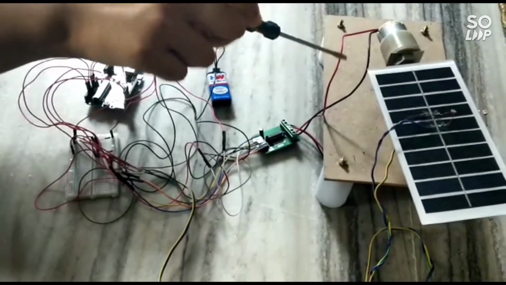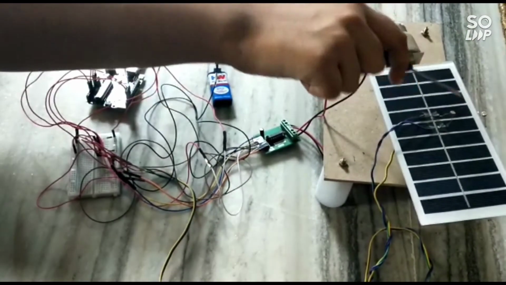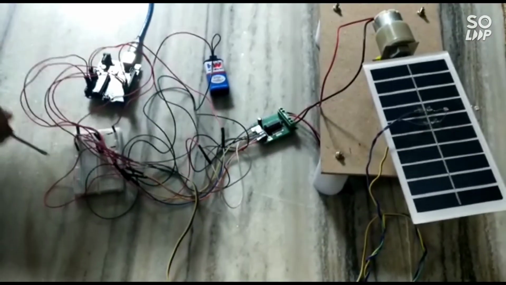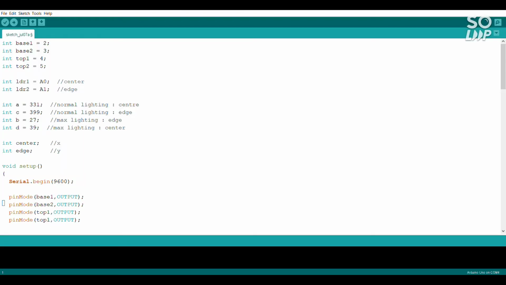The circuit diagram is of a voltage divider where the two LDRs are connected in series with 10 kilo ohm resistors. The two terminals of the base motor are connected to pins 2 and 3 of the Arduino output pins, and the two terminals of the top motor are connected to pins 4 and 5 of the Arduino output pins. LDR1 is connected at the center and LDR2 is connected at the edge. LDR1 is on analog pin A0 and LDR2 is on analog pin A1.